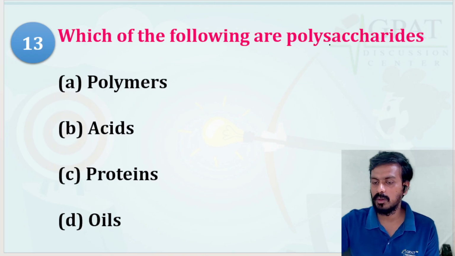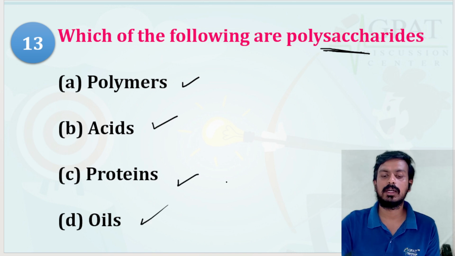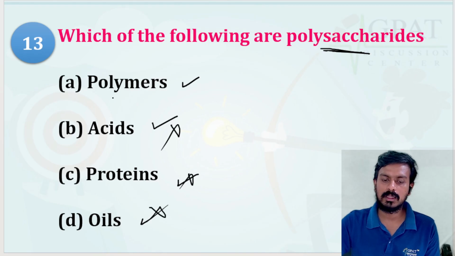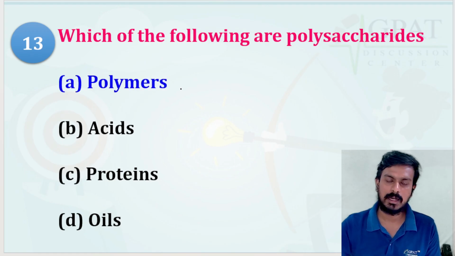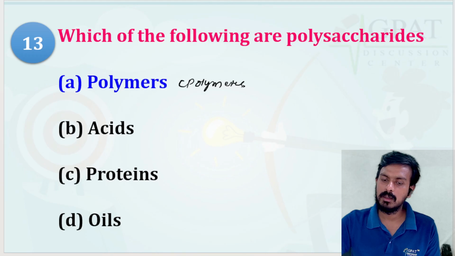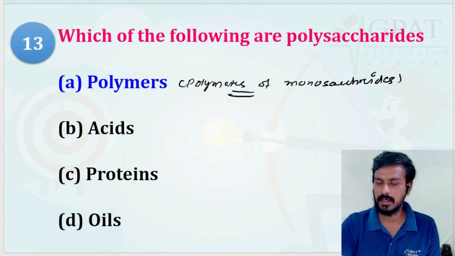Next question. Which of the following is a polysaccharide? Polysaccharides are polymers. Are they acids? No. Proteins? No. Oil? No. These are basically nothing but polymers of monosaccharides. They consist of repeated units of monosaccharide.